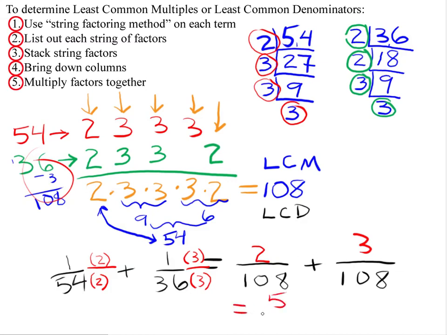Now we just add the top terms over 108. So there it is. This process will always work even with more complicated expressions than just numbers like 54 and 36. But I'll show you that in another video.